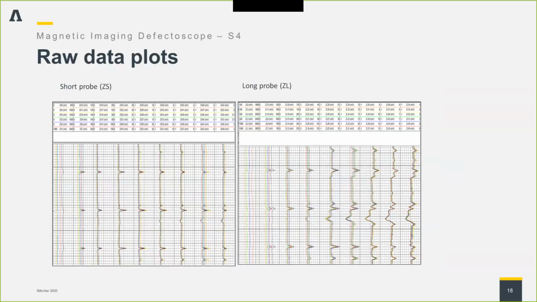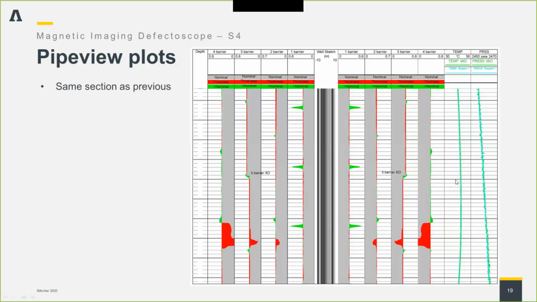So we look at a section of log here. This is another one, short probe on the left, long probe on the right, and going through a section of log. So after we've processed it, this is the pipe view over the same interval that we just looked at. So we have at this point the 4 barriers.